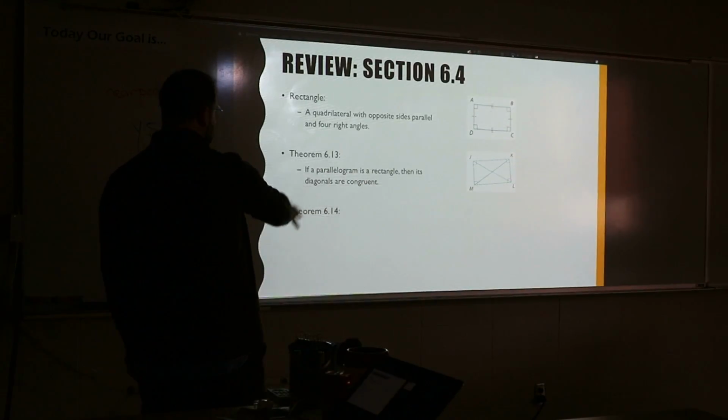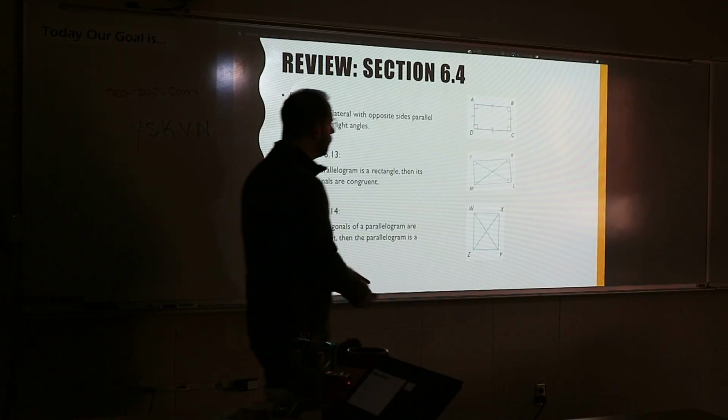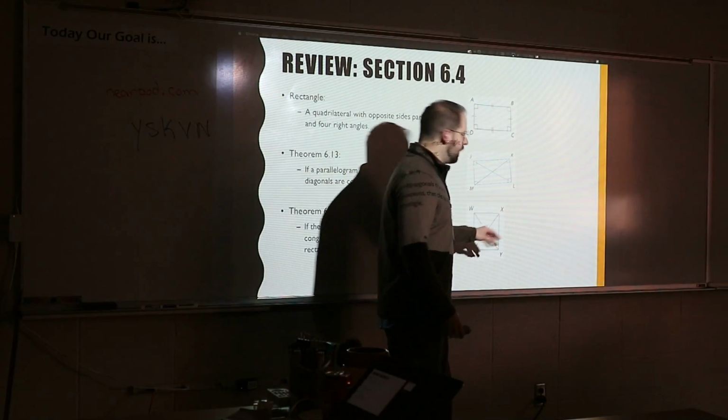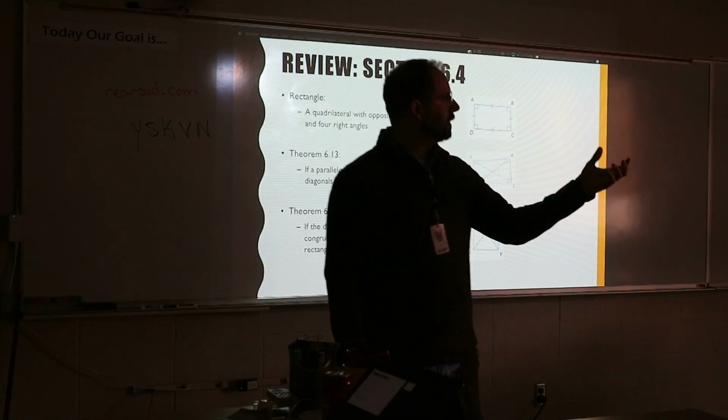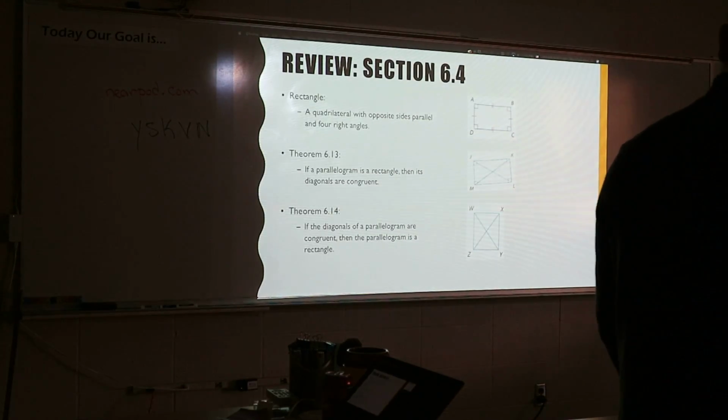Then we did 6.14 last week, which was the converse, where you start with the diagonals being equal and you show that it had to be a rectangle. So if I gave you this picture and you knew that these were the same length, then it forces the angles in the corners to be right. That was something we did at the very end of last week. And I want to make sure that we're comfortable with that.